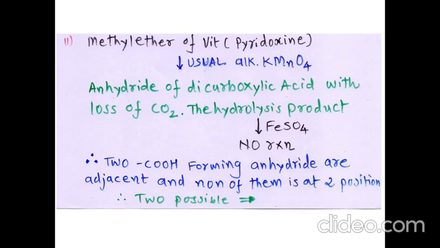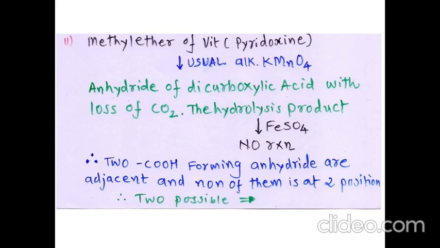Therefore, usual alkaline KMnO4, you are losing carbon dioxide, right? It is from the position number 2 you have the methyl group which gets converted into COOH, and then it is lost because you are employing harsh condition here. And fourth and fifth position you have CH2OH. They both will be converted into COOH first, and then anhydride is formed.